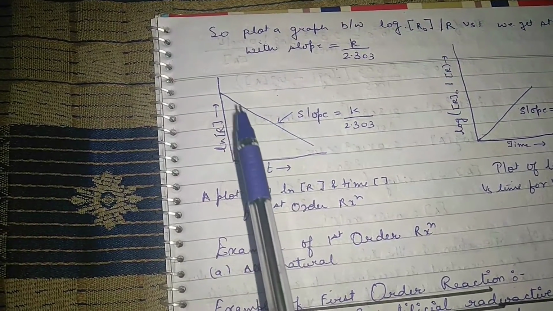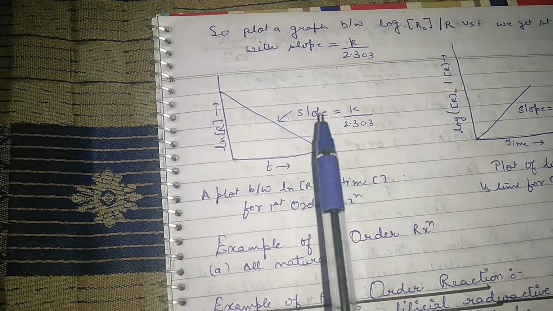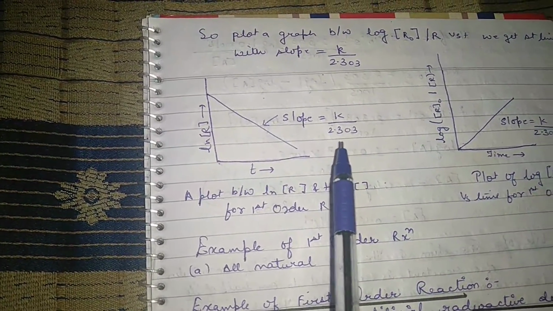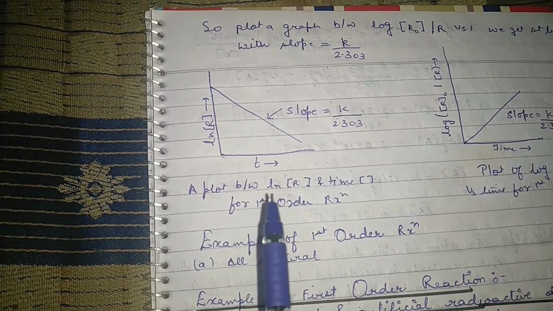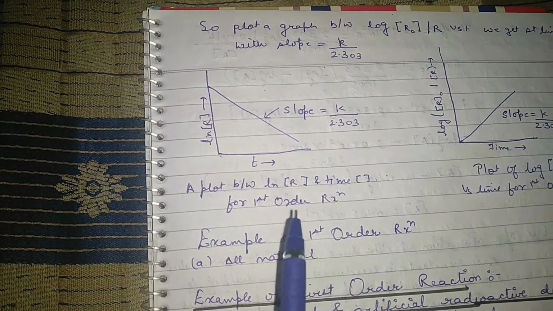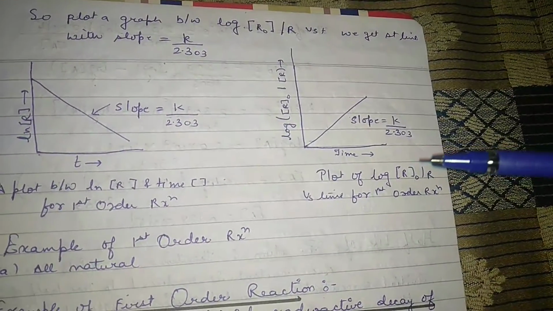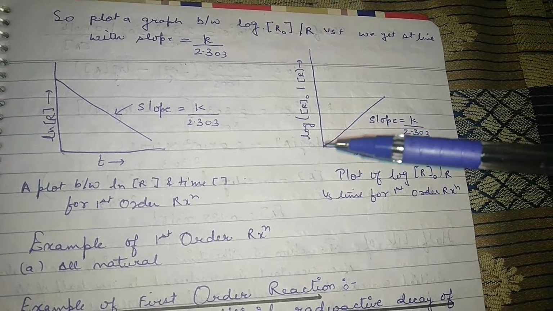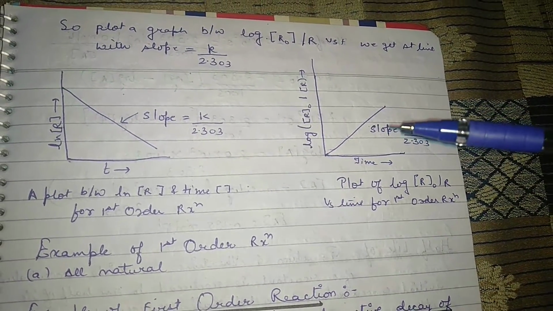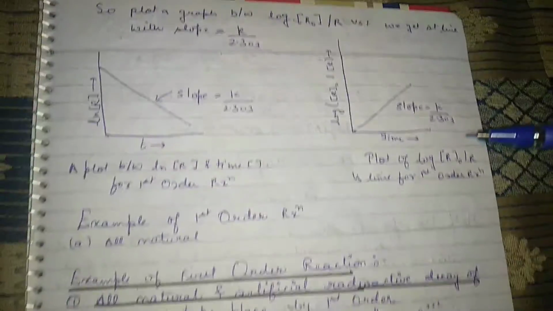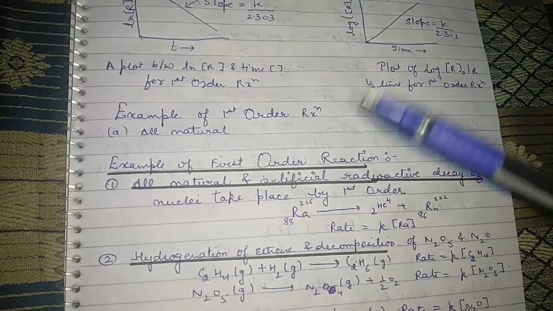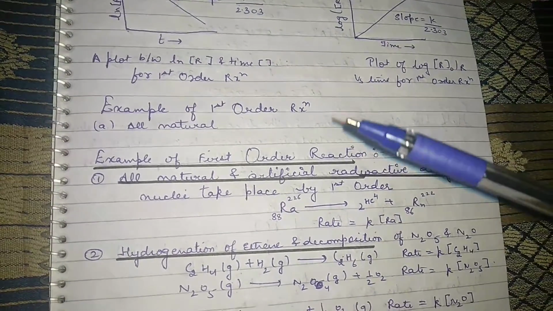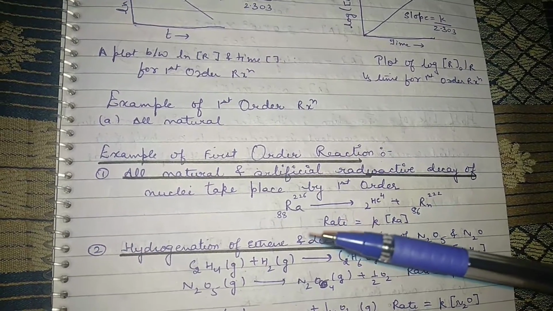There will be a decrease in the concentration of the reactant. So slope is equal to k upon 2.303. This is the plot between ln r versus t for the first order reaction, and this is the plot of log r naught over r versus time t for first order reaction. So it's a straight line. Here we can write slope is equal to k upon 2.303. So this is the example of first order. These are the two examples which I have mentioned over here.